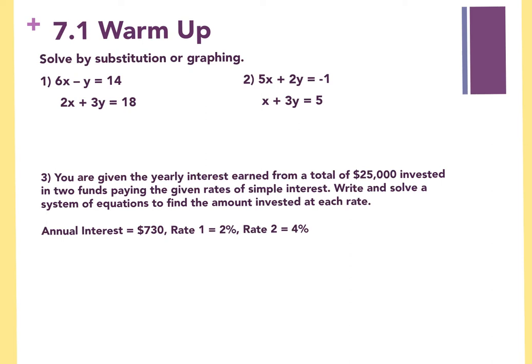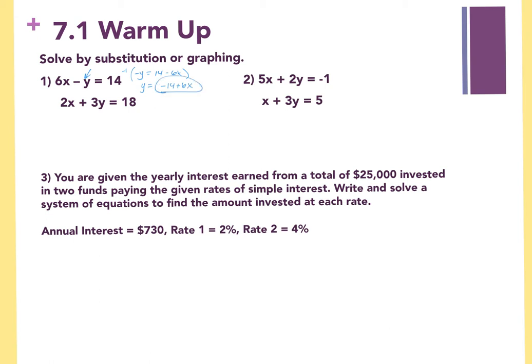7-1 was graphing and substitution. I'm going to do one of each for this just so we can get the practice of the setup. So for the first one, if I did substitution, it's easier to get the y by itself. So I could have done negative y equals 14 minus 6x and then multiply everything by negative 1. So y would equal negative 14 plus 6x.